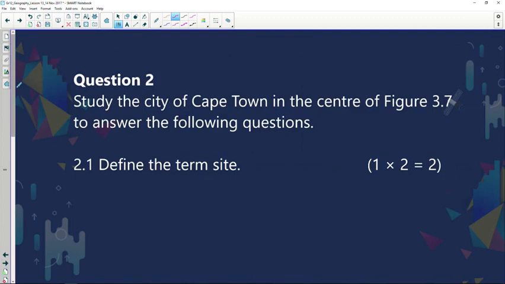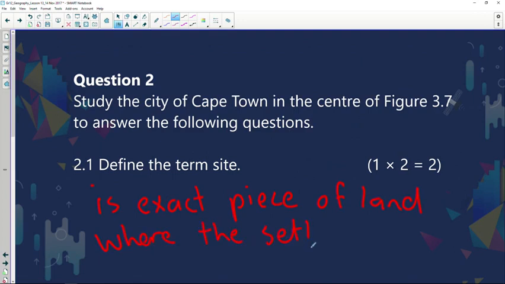Now, the first question is define the term settlement. Now, define the term site. It's the exact piece of land where the settlement is found. So the exact piece of land where the settlement is found.